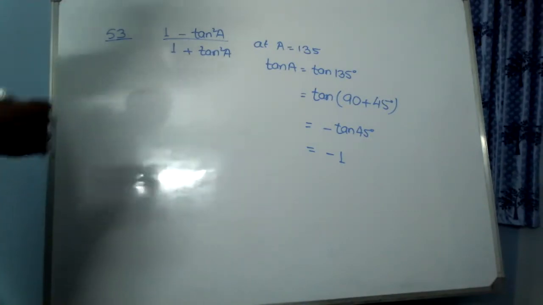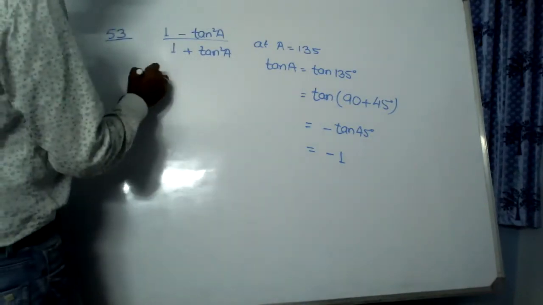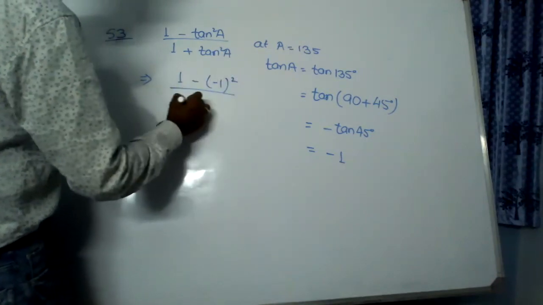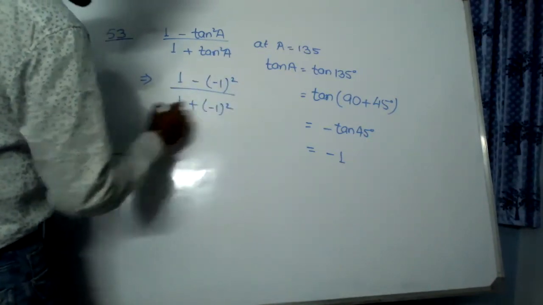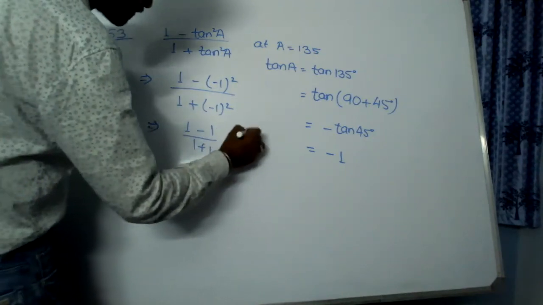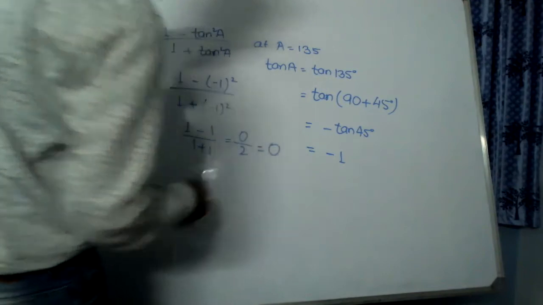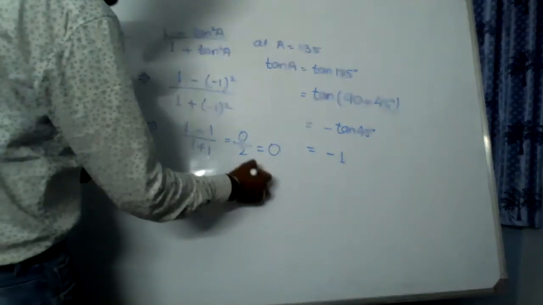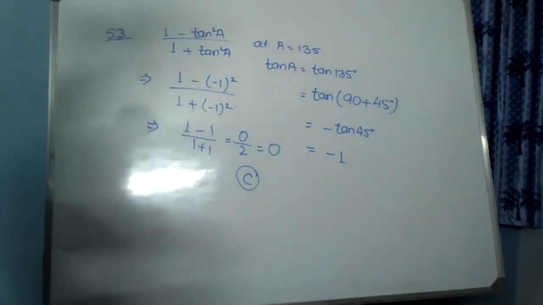That means the tan A value here is minus 1. So if I put here 1 minus (minus 1) square divided by 1 plus (minus 1) whole square, what will I get? 1 minus 1, 1 plus 1, that is 0 by 2. 0 by 2 is what? 0. So that is option C. That should be your right answer, right?